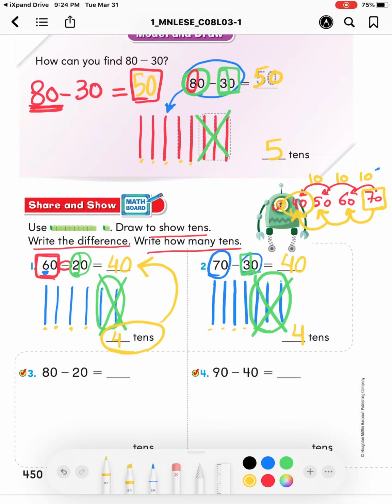Here in this question we are asked to draw, okay? But if you are okay with counting back, you can use it to check your answers, okay? So let's take another question. We have here 80 as a whole minus 20, and we need to know the difference. We call this the difference. The answer of any subtraction number sentence is called the difference.